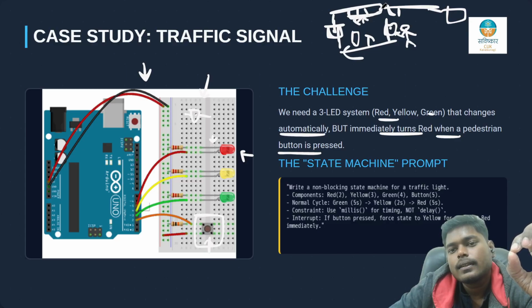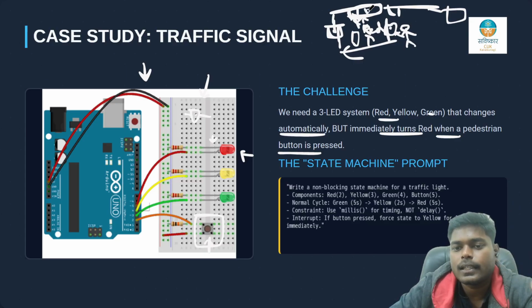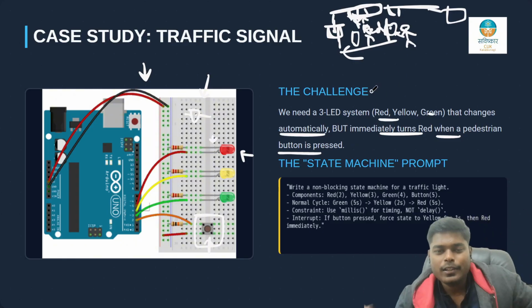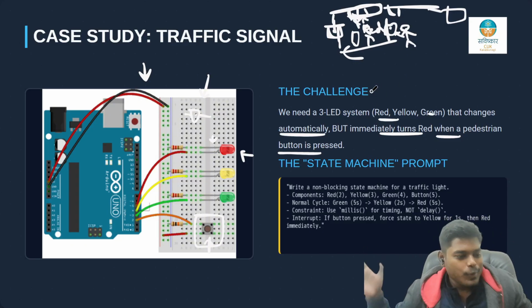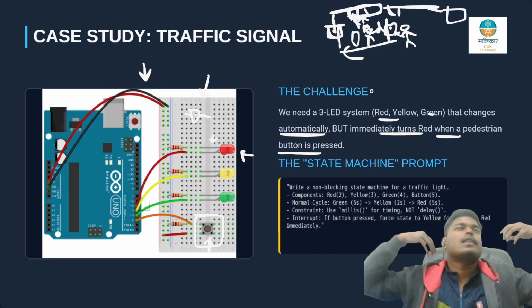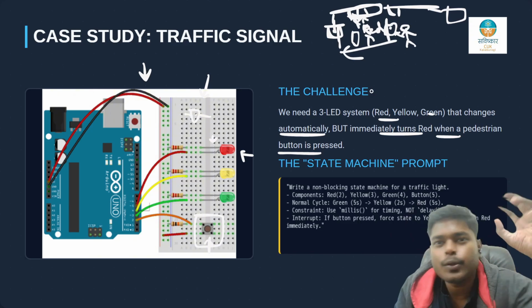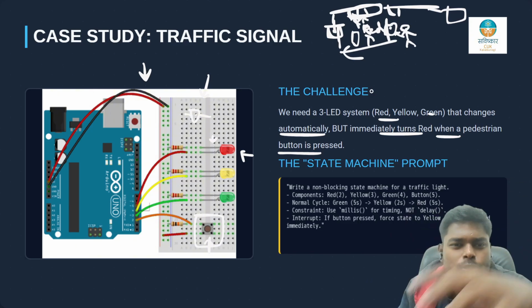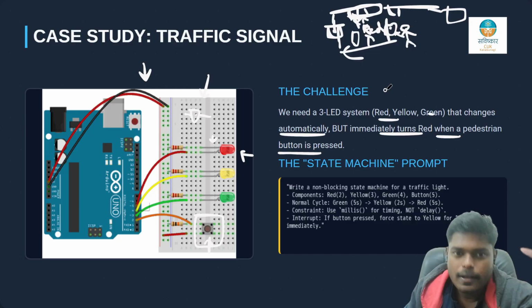And once he presses this pedestrian button, the signal should be red. Okay, it should become red immediately, irrespective of what state it is in right now. So for that, how can you write it? If you start imagining the logic and doing all of that, it will take a lot of time. You can do it, right now you have the knowledge that you can write this code by yourself.